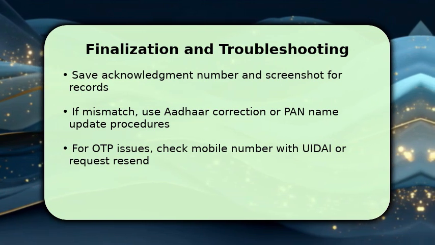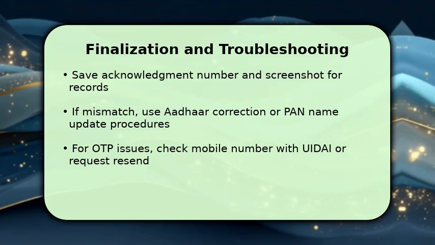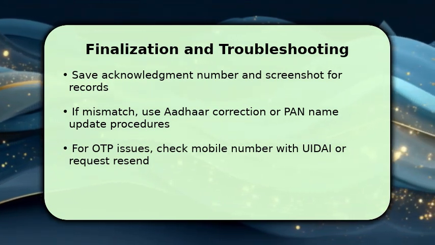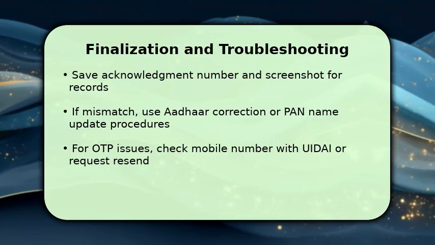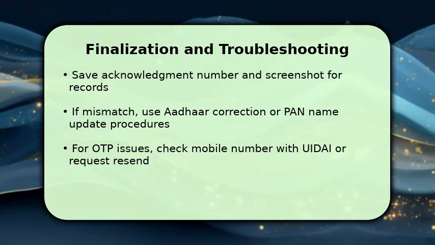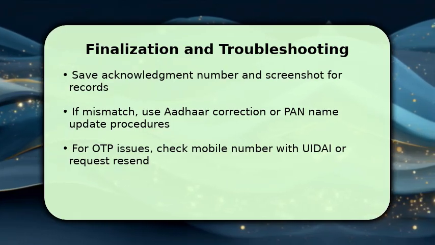If the portal flags a mismatch, make the correction either through the Aadhaar self-service update or by updating PAN details with the tax department. These changes can take time, so reattempt linking after confirmation.